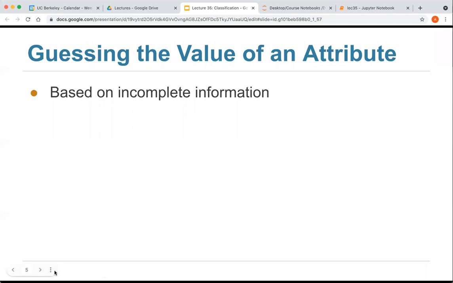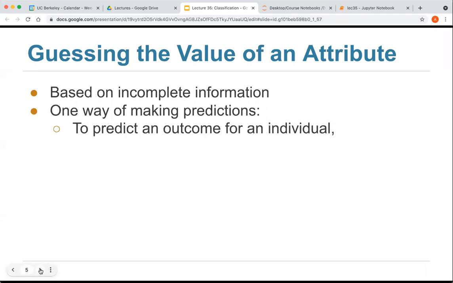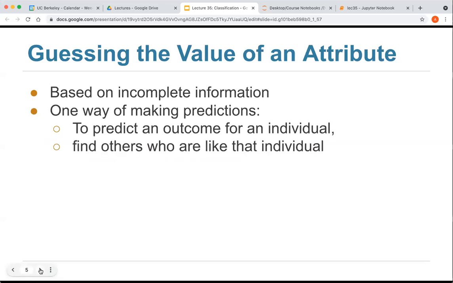And now along comes a new individual, and we have to make a prediction. So one way is to predict an outcome for this new individual. You find others in your historical data set who are like this individual, right? So for example, when we were doing regression predictions of a child's height based on parents' heights, we had this new family that showed up and they had the two parents and a baby, and we were trying to predict the eventual height of the baby.